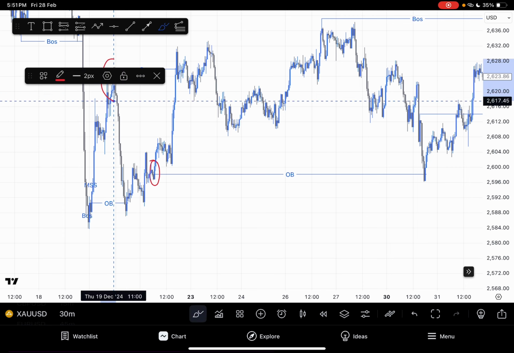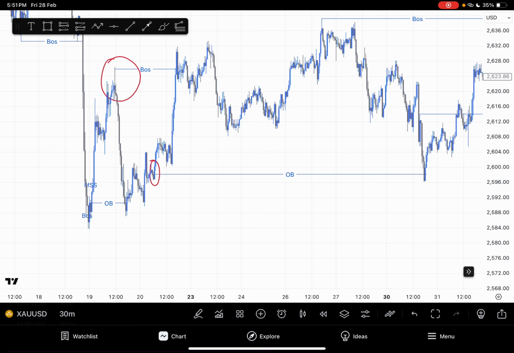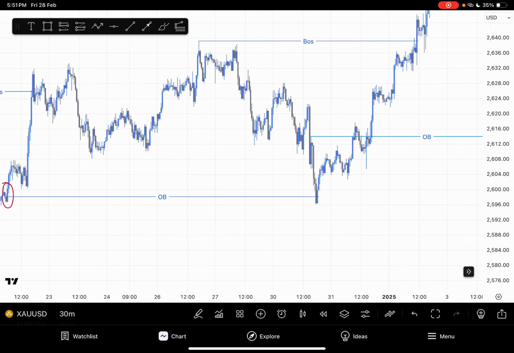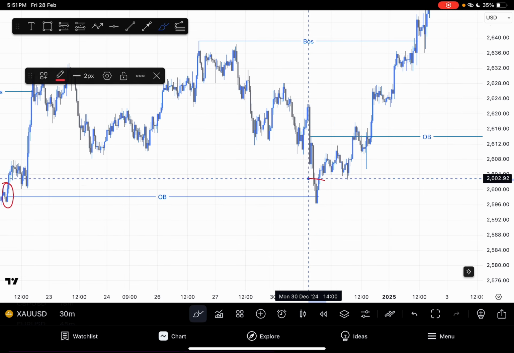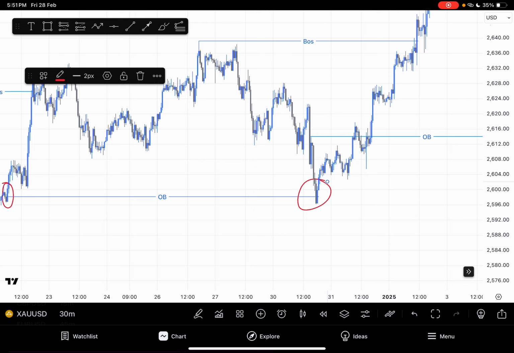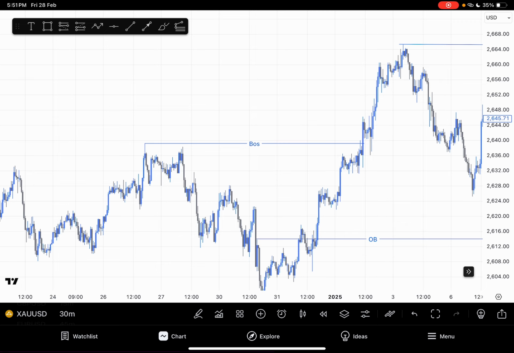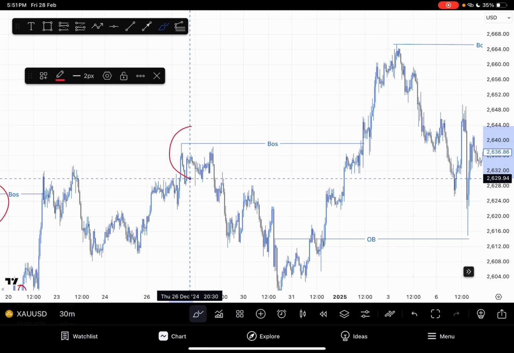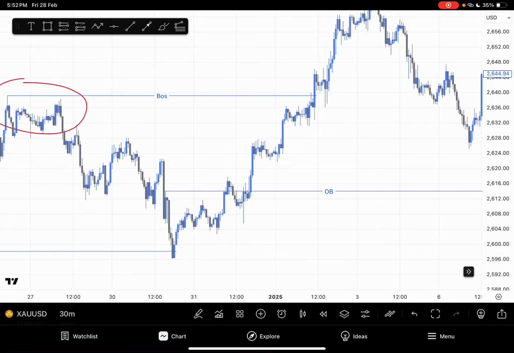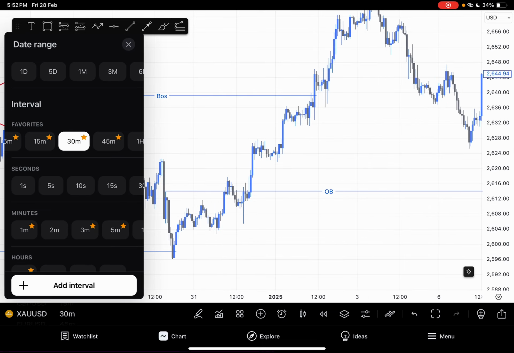after this break of structure, you see price came back again for the OB and retested on it at these points. It tested the OB from this point, and on the OB from that point, then you see it push again to the upside, creating another break of structure. It came back again.